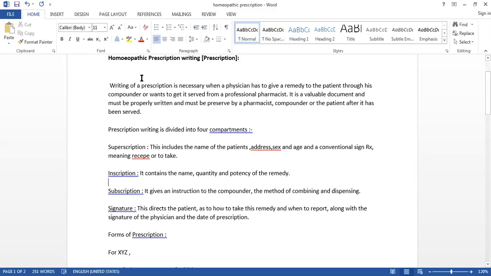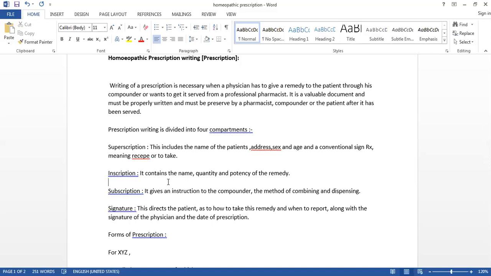The proper sequence is superscription, where the name, age, address, sex, and the Rx sign will be there. Inscription, the name of the medicine. This is again known as the body of the prescription. The name of the medicine, potency, quantity, and name of the vehicle will come there.